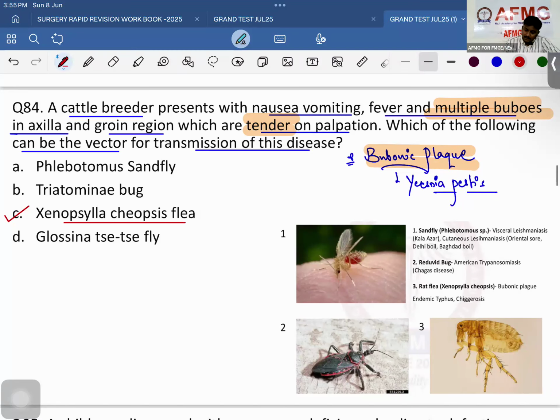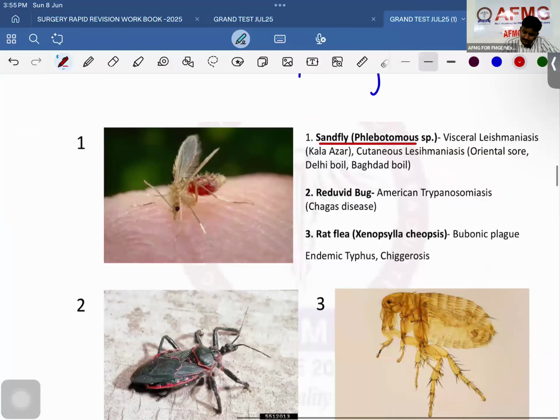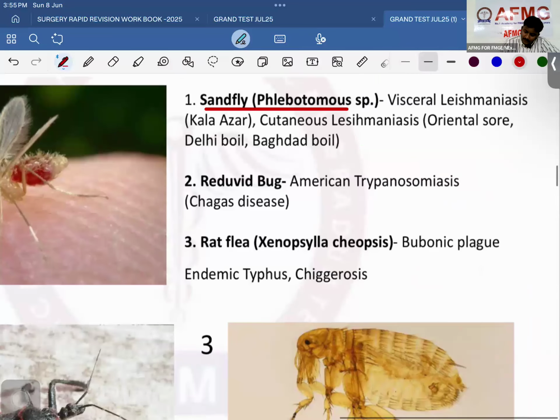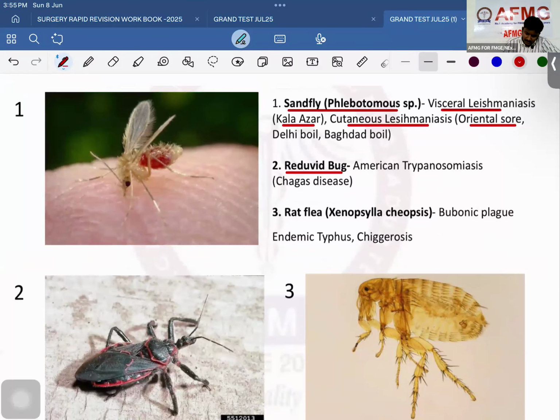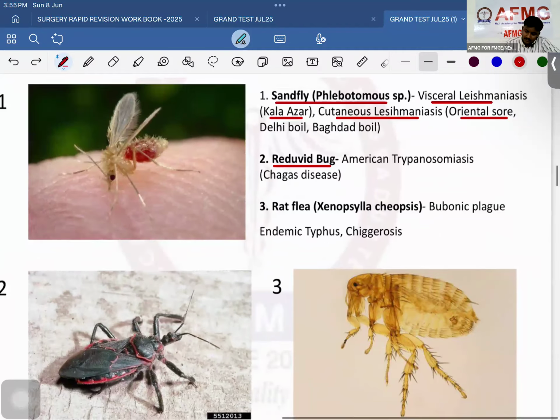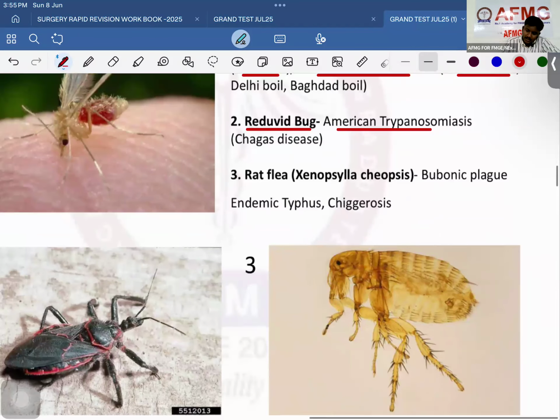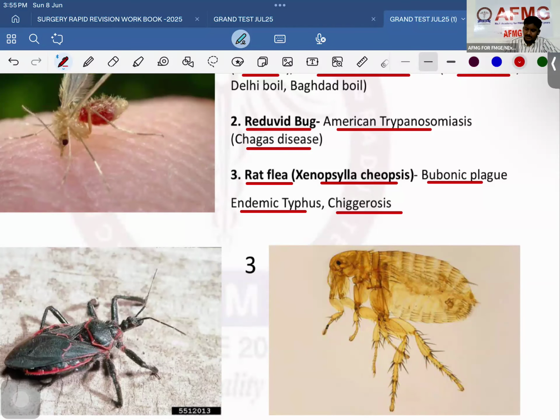So here you can see that the sand fly, that is Phlebotomus species, is a vector for visceral leishmaniasis, that is kala azar, and cutaneous leishmaniasis, that is oriental sore, also called Delhi boil or Baghdad boil. The reduviid bug or kissing bug is the vector for American trypanosomiasis, also known as Chagas disease. The rat flea, that is Xenopsylla cheopis, is known to transmit bubonic plague, also septicemic plague, along with endemic typhus and chiggerosis.